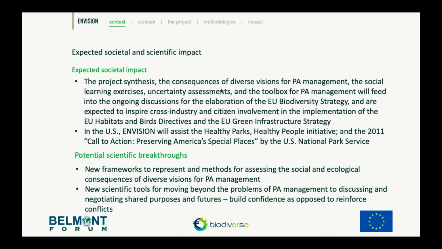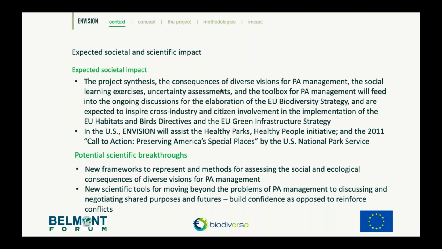So where's this all heading? So what does this really mean for society? Well, we recognise that we want to have a range of societal impacts, and Alberto's already alluded to the fact that we want to understand how these diverse visions for protected area management can be brought together in a way to inform EU biodiversity strategy, including follow up on the EU habitats and birds directives, and the EU green infrastructure strategy. We also want to inform the follow up to the Healthy Parks, Healthy People initiative in the United States, and the translation of the 2011 call to action into implementation.